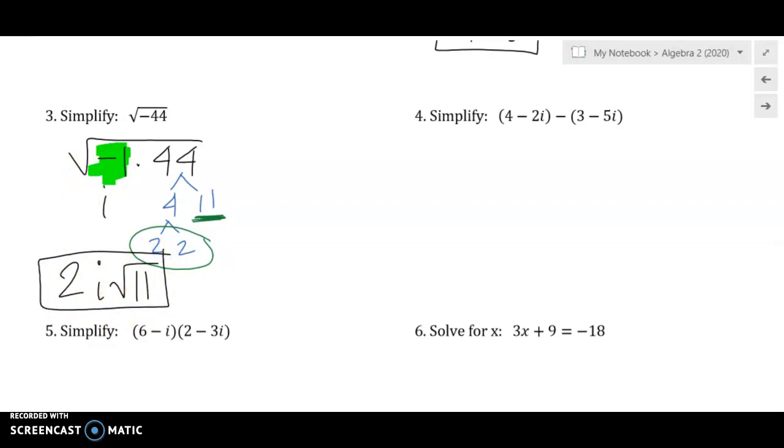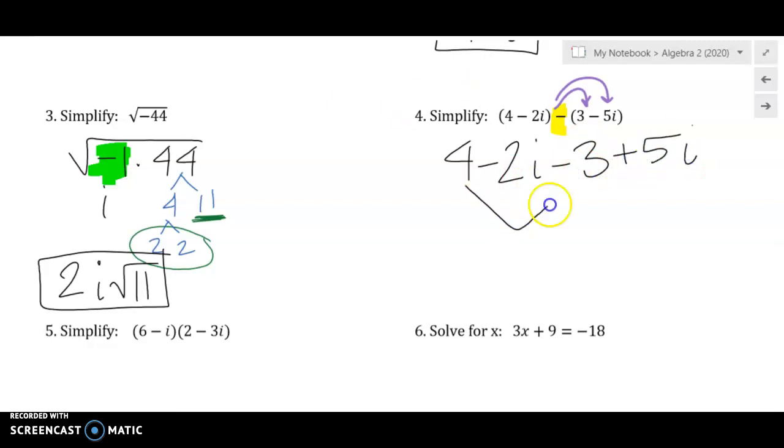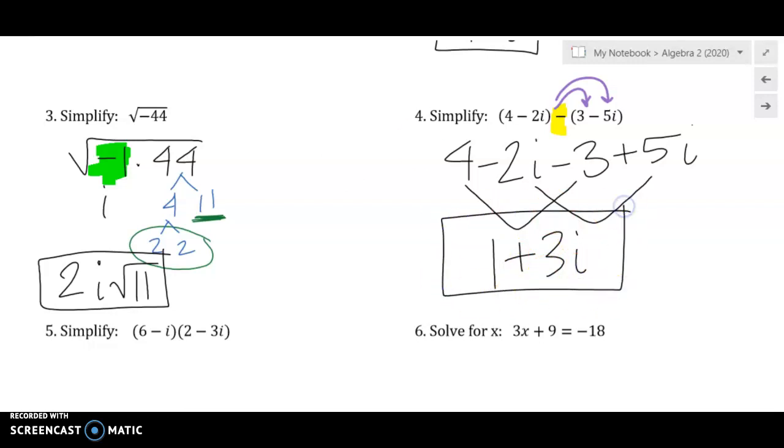This next problem we did the other day, it is a subtraction. So when I have a subtraction problem, I need to distribute the negative. So I have 4 minus 2i. The 3 becomes a negative, and the negative 5i changes to a positive 5i. And then what you need to do is combine like terms. So combine the numbers. 4 minus 3 is 1. Combine the i's. Negative 2i plus 5i is positive 3i. And then that is your final answer.